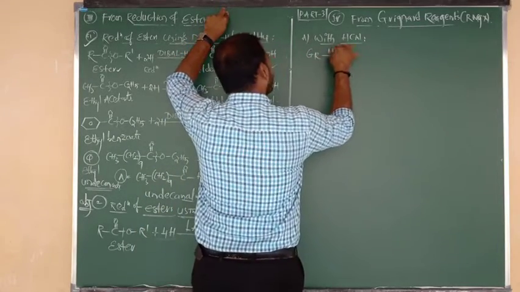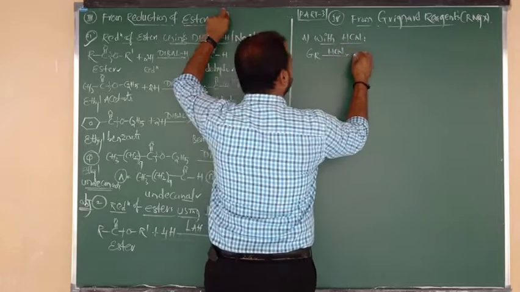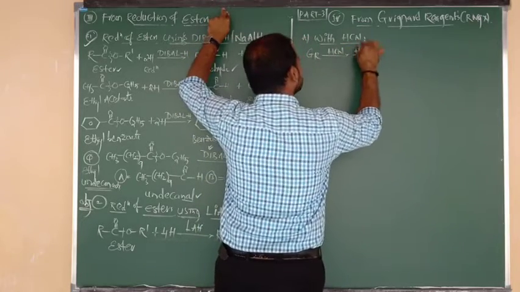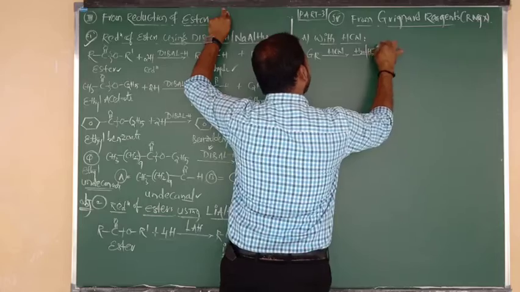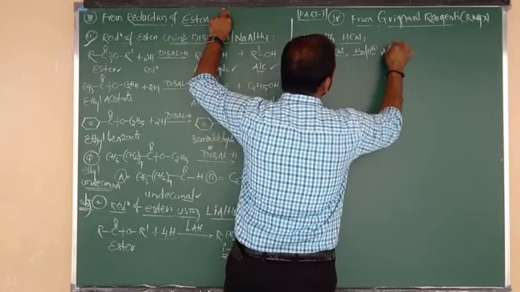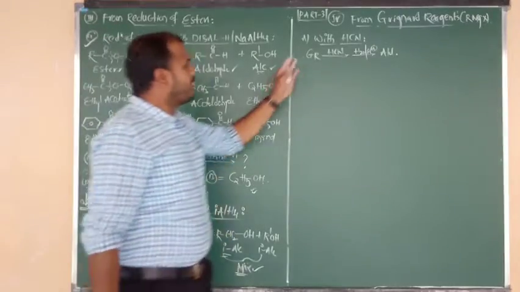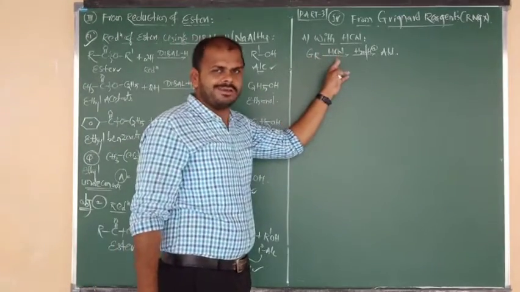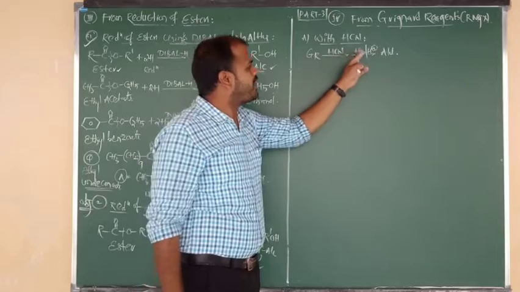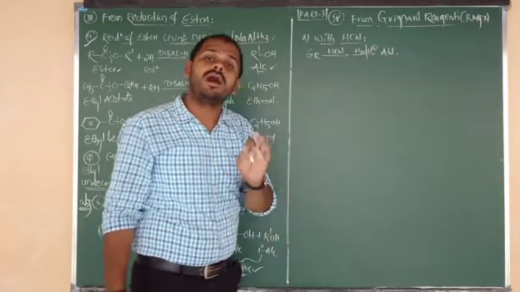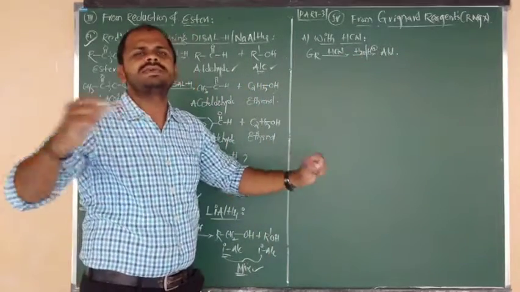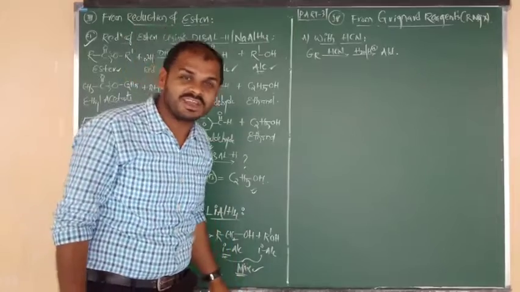Grignard reagents on reaction with hydrogen cyanide, and followed by hydrolysis in acidic medium, the product formed is nothing but aldehyde. Once again, Grignard reagents on reaction with hydrogen cyanide and followed by hydrolysis give aldehydes. Like this, a simple single-line statement you can write. Can I show the reaction?